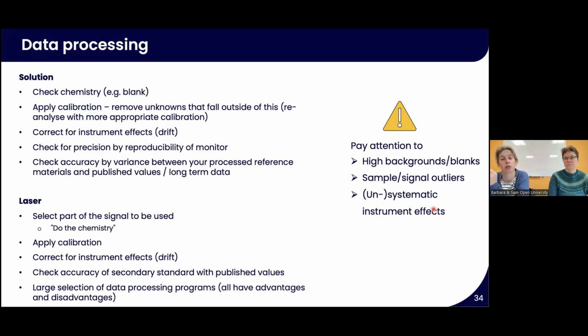So you need to select the portion of the signal that you're interested in. You then apply your calibration, as Barbara has already described, and you can also correct for instrumental effects drift, again, because we're using a consistent kind of monitor analyses throughout the course of the analytical session. You can check for the accuracy using a secondary standard, check for that against the published values.